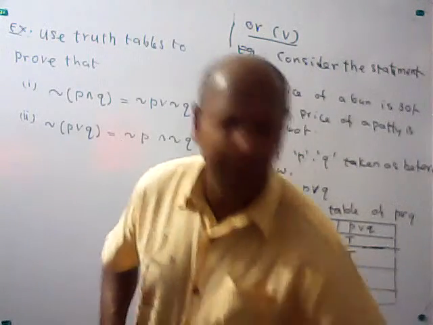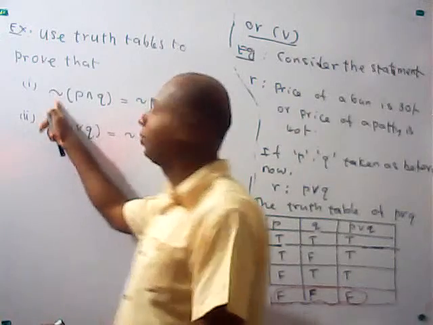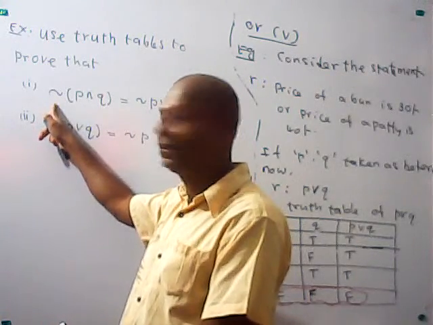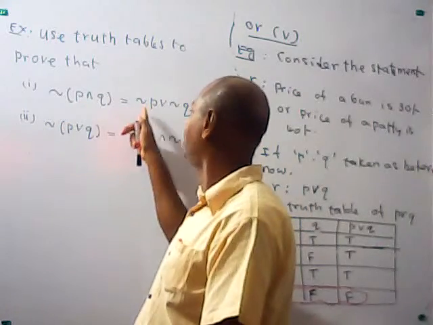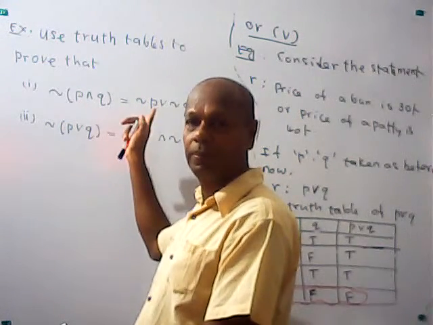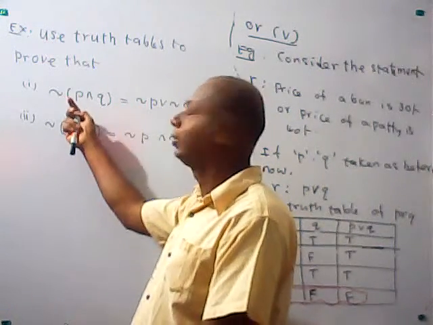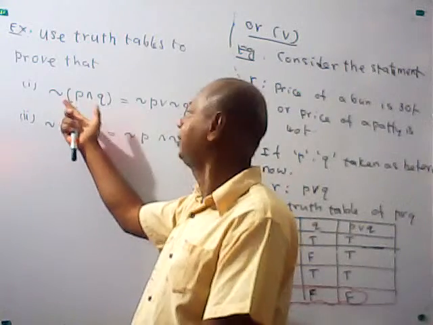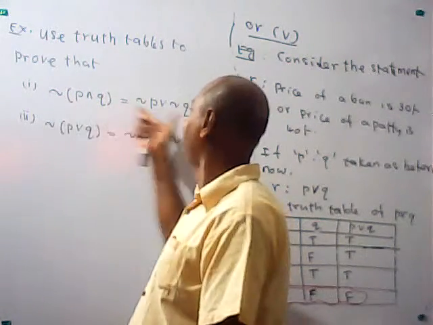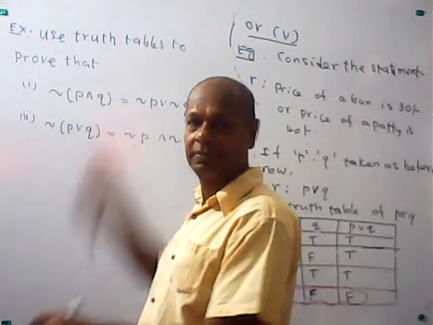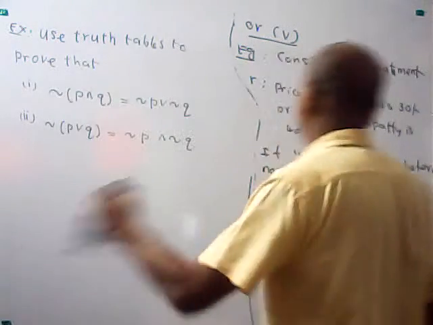Using truth tables, you have to show that the negation of P and Q is the same as not P or not Q. In the answer, we will show that the truth table of this is the same as the truth table of this. I will do one, and you do the other.